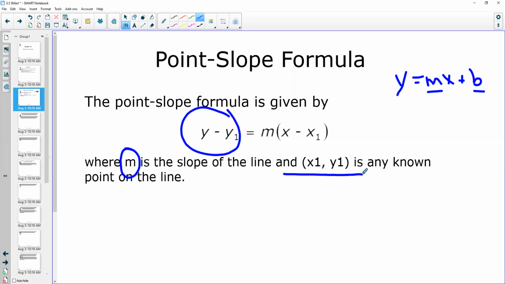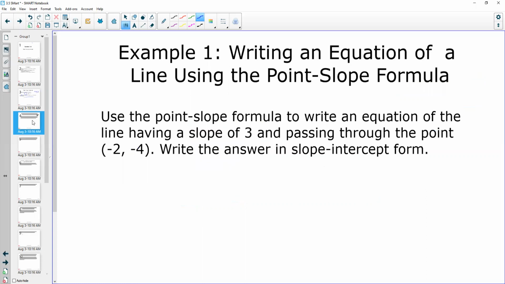When you're given a slope and the intercept, you use y equals mx plus b. When you know the point and the slope, you're using point slope formula. So we're going to use the point slope formula to write an equation of a line with a slope of 3 passing through -2, -4. There is one thing to be careful of. The formula is y minus y1 equals m times x minus x1. Notice these are subtractions, okay?